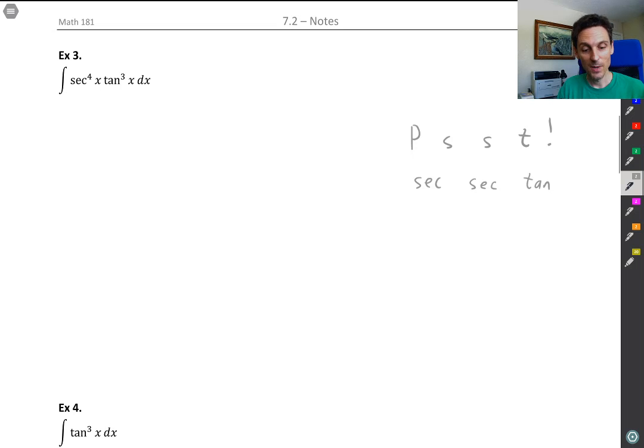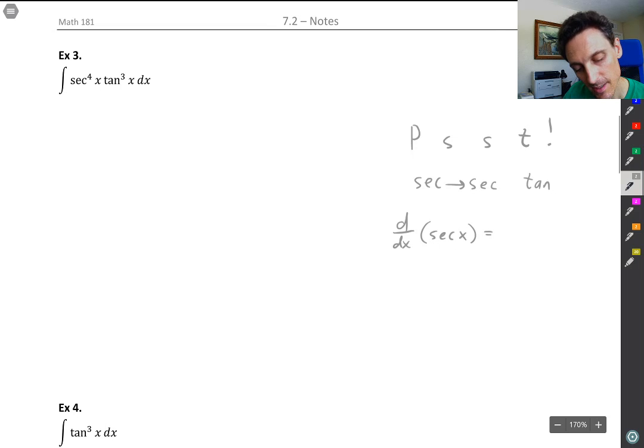And this gives you a way of remembering the derivatives, because the derivative of secant is secant times tangent. Just reading from left to right. Derivative of secant is secant x times tangent x. And then the derivative of tangent, going from right to left, is secant times secant, which is secant squared. So the derivative of tangent is secant x times secant x, which is secant squared x.